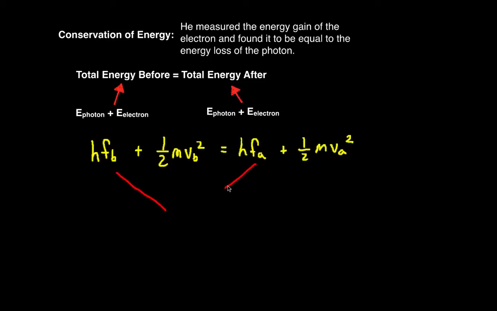The photon can't change speed. The speed of light is fixed. So in order to lose energy, the frequency must change. It has a different frequency before the collision and after the collision.